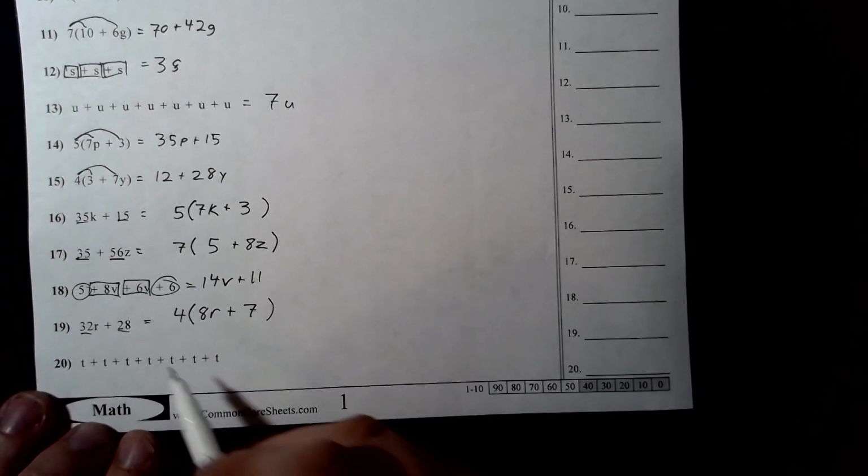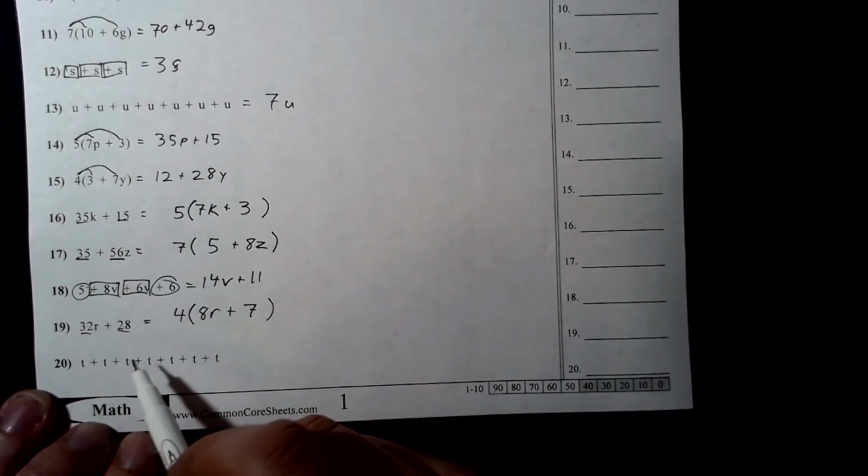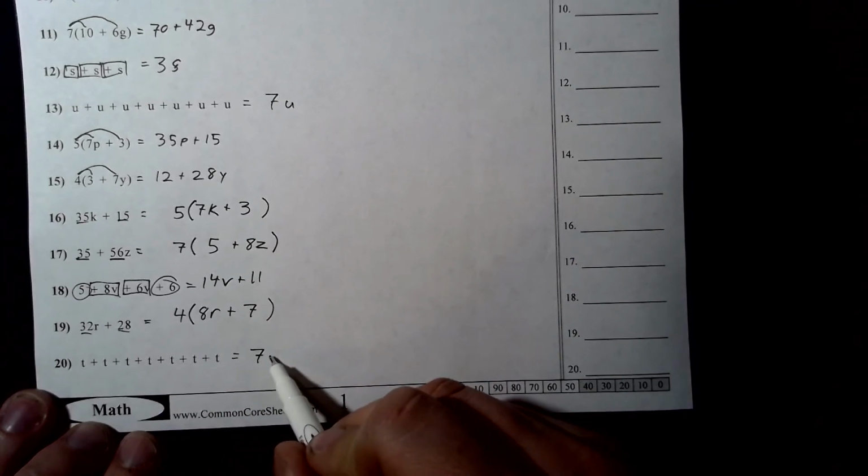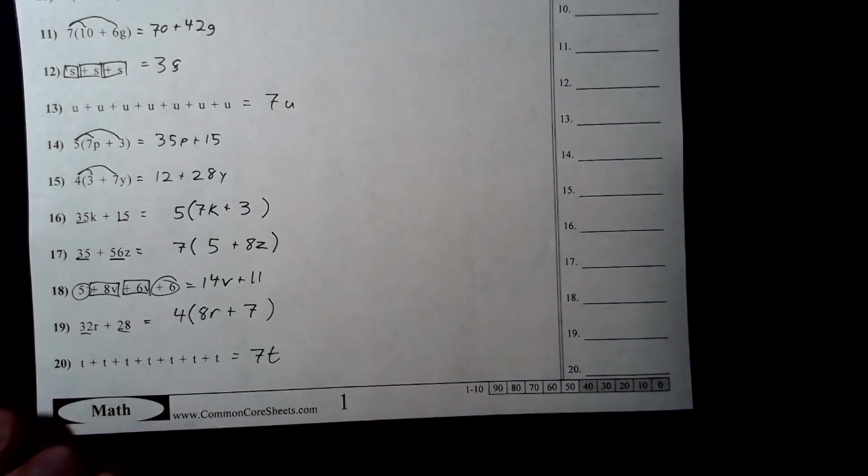Last but not least, the 20th problem has 1, 2, 3, 4, 5, 6, 7 t's that are all being added together to get 7t.